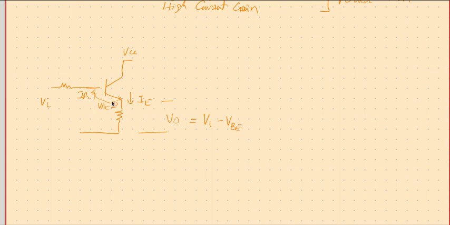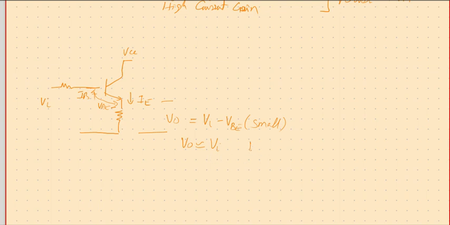Because this is going to be a fixed voltage. So base to emitter voltage is fixed when this is working. When the transistor is active, the voltage across base emitter is going to be a constant, and this is going to be constant. Therefore, output voltage is input voltage minus VBE, and this is very small in magnitude compared to the input voltage. Therefore, we can say the output is almost equal to input.